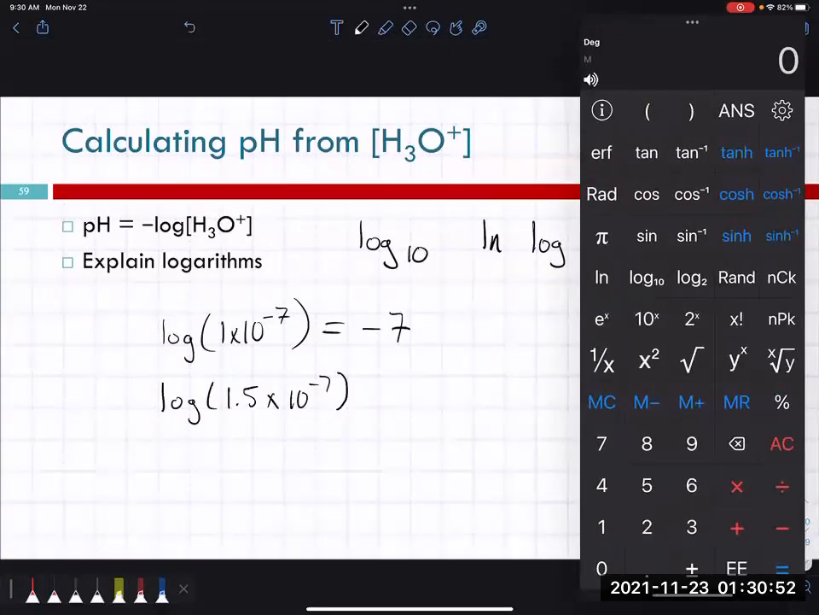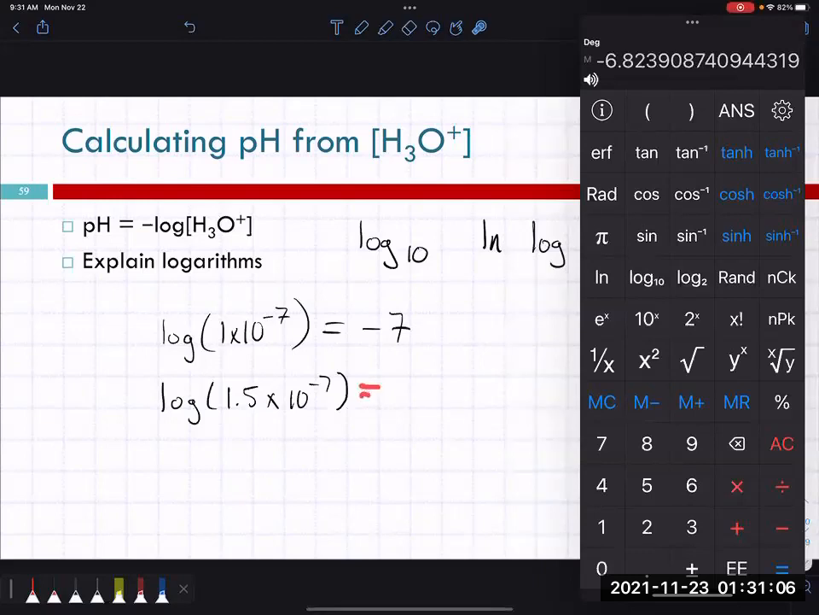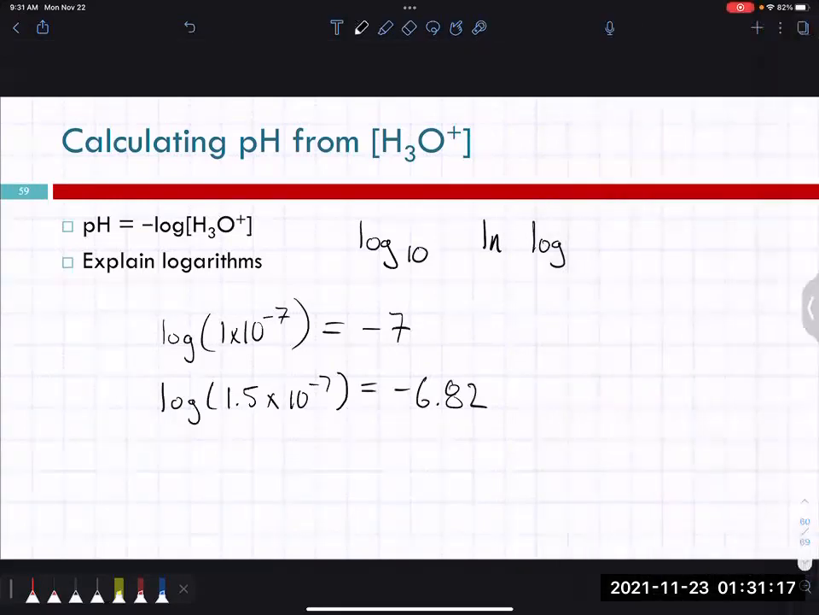Now we need a decimal number because this is not a whole log. So if I do 1.5 e to the negative 7, and then we want the log base 10 of that, it's actually going to be negative 6.82. And if we take this and we want to go back to our original concentration, we can do that by taking 10 and raising it to this power.